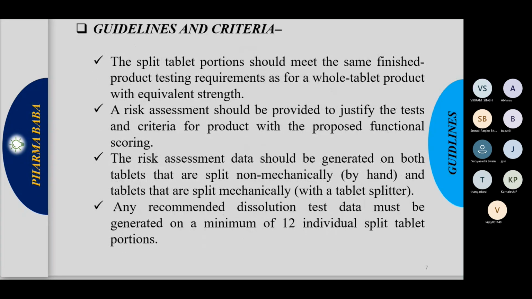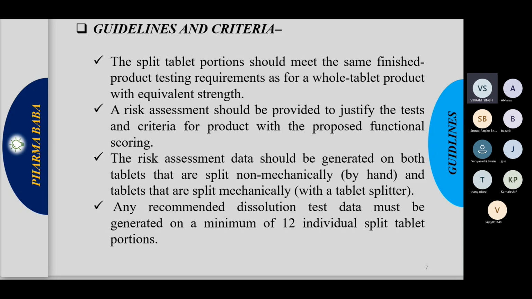Next slide. The split tablet portion should meet the same finished product testing requirement as for the whole tablet product with equivalent dose. What it means is, whenever we are splitting the tablet, for example 50 mg, we are splitting into 25 mg. So 50 mg is split into two portions, and each portion will represent 25 mg. That split tablet portion should be analyzed as per the finished product specification of the 25 mg, because the patient is about to take it as a finished product of 25 mg strength.